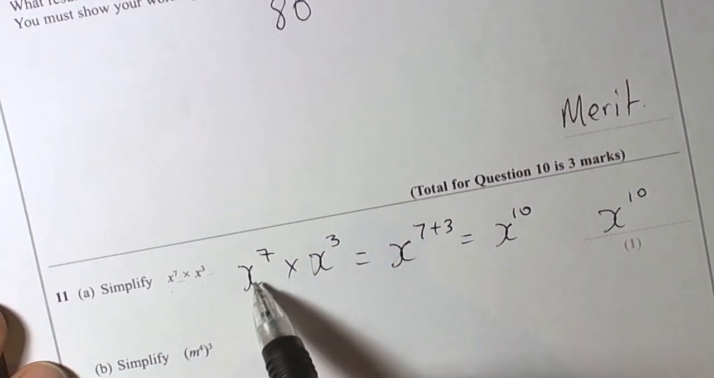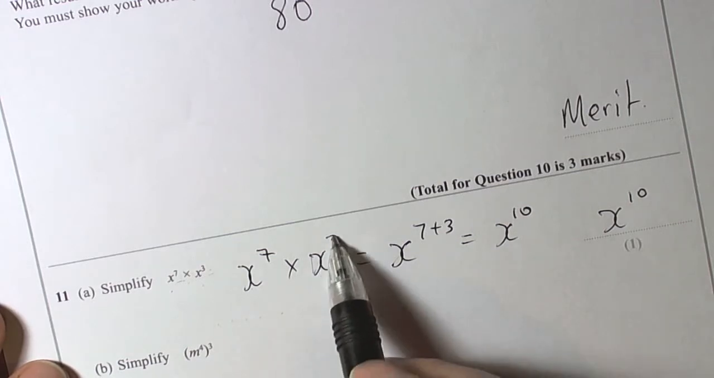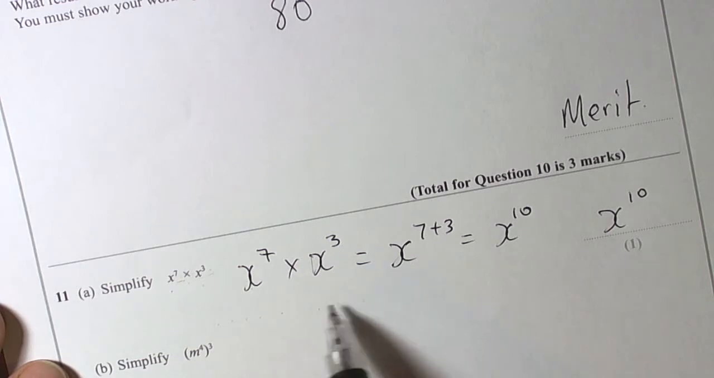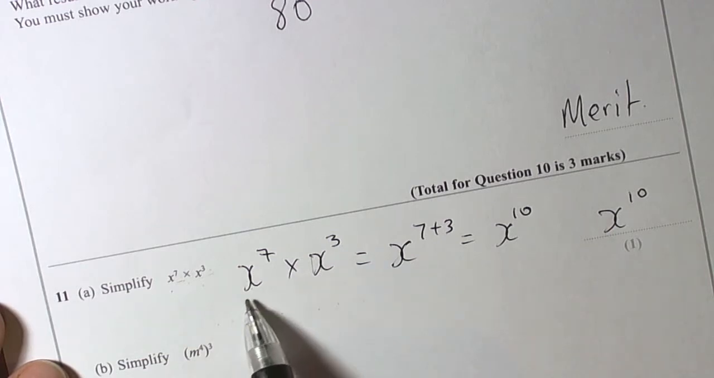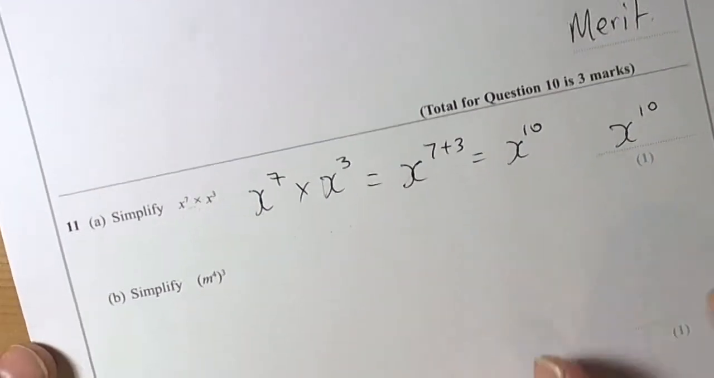The reason it works, remember, is that x to the power of 7 means you'd have written out x 7 times. Then you'd have written out x to the power of 3, which would have been another 3 x's written out, all those multiplied together. Therefore, you'd have been multiplying 10 x's, which is the same as writing x to the power of 10.